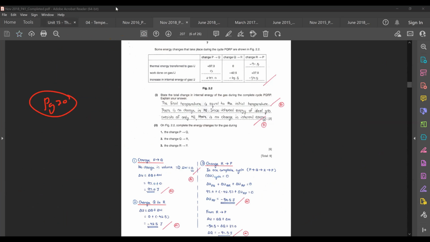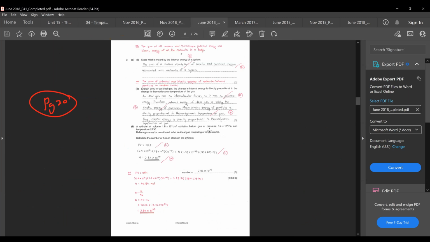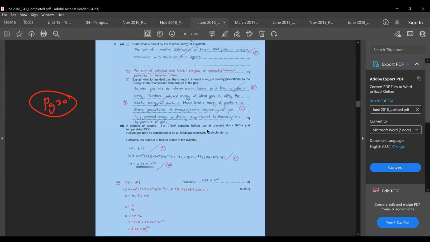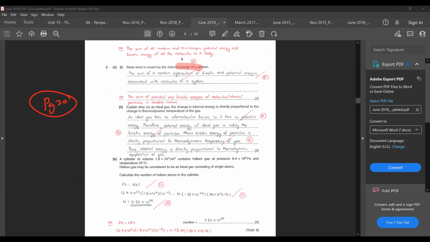Let's have a look at page 20 of your worksheet. This one is question 3, June 2018, P41. So here, you have: state what is meant by internal energy of a system. This one, you just copy the definition from your notes. It's the sum of a random distribution of kinetic and potential energies of molecules in a system. So this one is a pretty standard definition that always will come out.